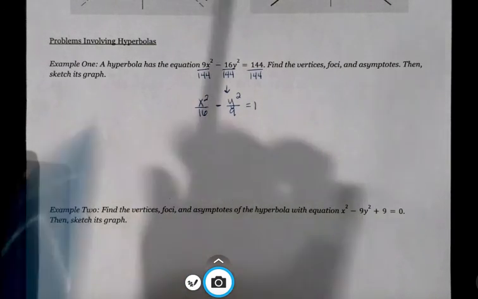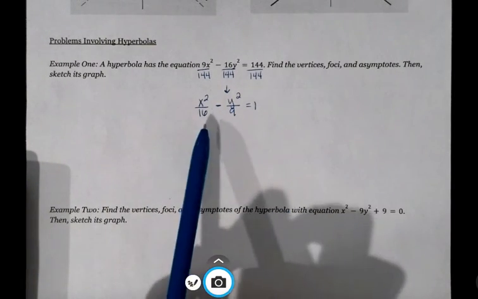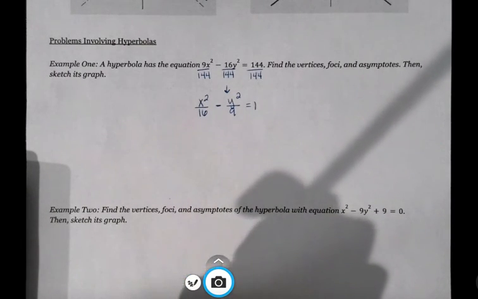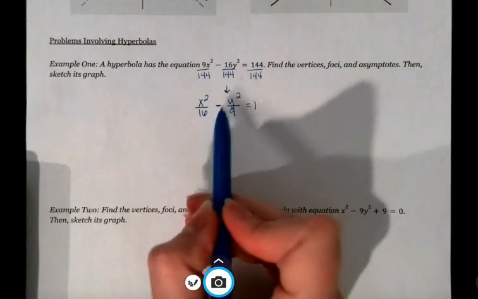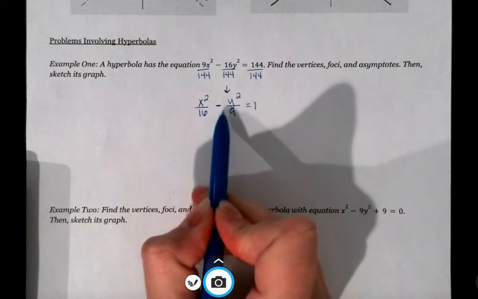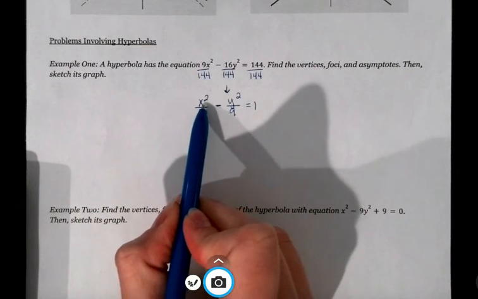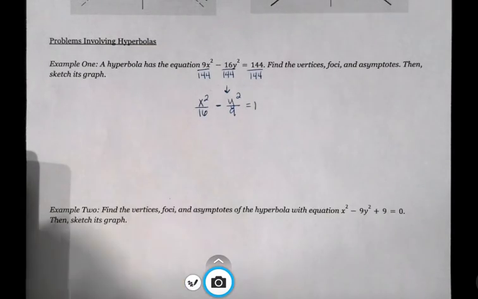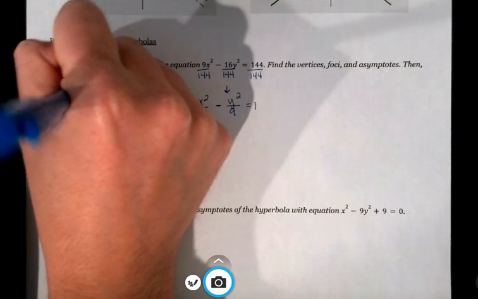So I'm going to compare it with my formula sheet and see if it's going to be horizontal or vertical. Now, I don't care which one is larger. What I do care about is which one is positive. So if I have a minus sign, technically this fraction would be negative. I care about the positive version. So since my x squared is listed first and that's positive, that means it's going to be horizontal on my x-axis. So I'm going to make a note here and know it is horizontal.